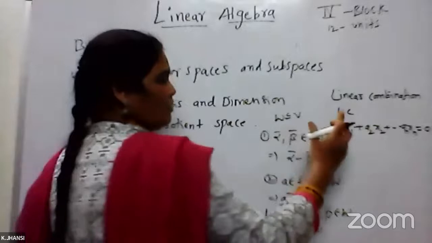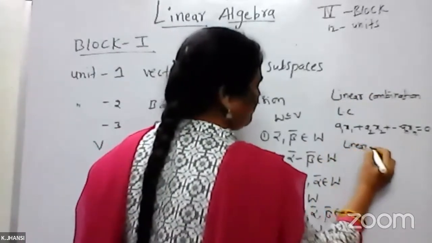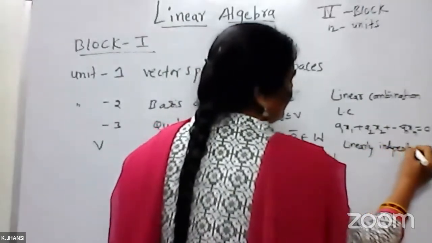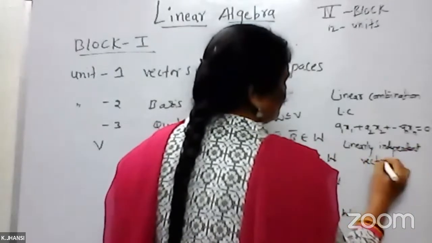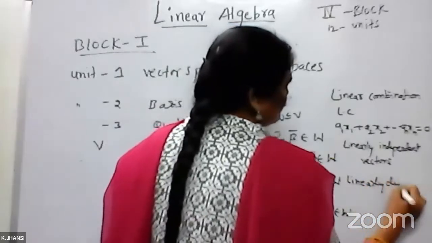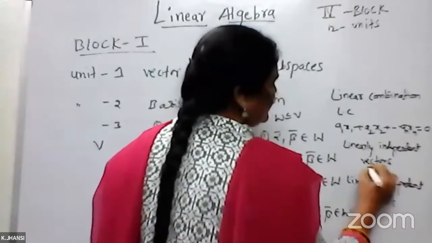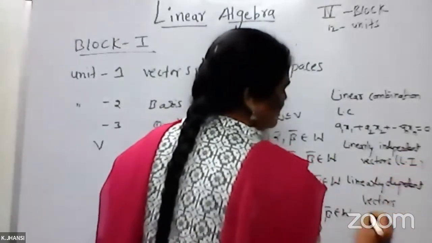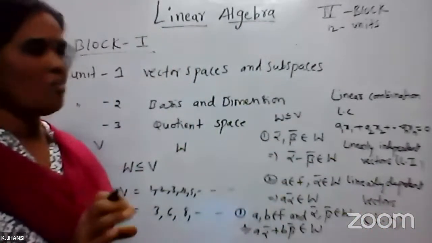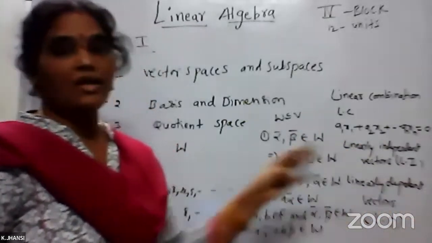From the linear combination only, you have the linearly independent vectors and also the linearly dependent vectors. The shortcut is LI and this is LD. First you should know what a linear combination is. From the linear combination only, we will find what is linearly independent and what is linearly dependent.